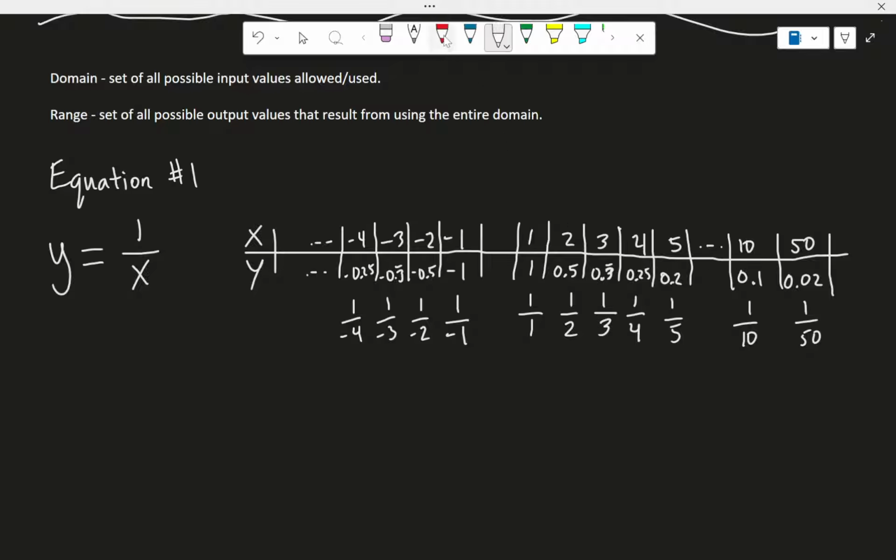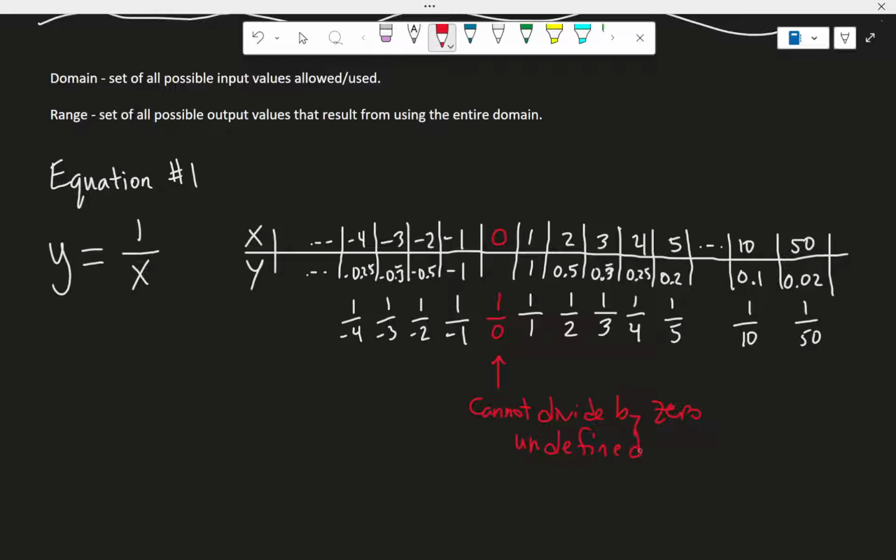Well, hold on a sec. There is a number that I skipped, and I'm going to put it in red. What if I plug in 0? If I plug in 0, that would be 1 divided by 0. And you should realize, and if you don't, check out my video on dividing by 0. But you can't divide by 0. Cannot divide by 0. And remember, what that's called is undefined.